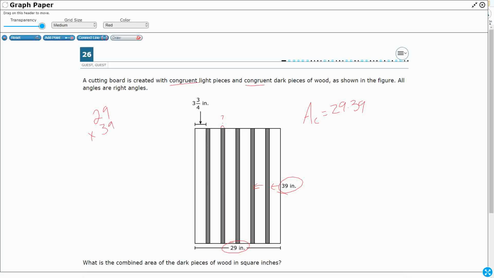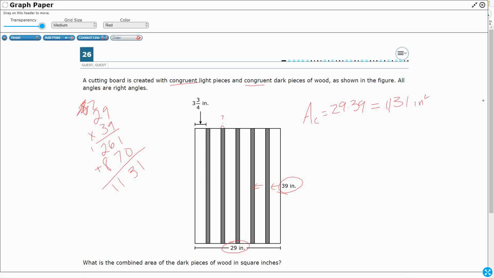And so let's just go ahead and multiply that out. 29 times 39, that's 81. That's going to be 18. That's 26. And that's 27. That's 6. That's 8. 13. That's 11. All right, so 1,131 square inches. Now, what I can do here, since I don't know the width of any of these dark pieces, which is what I'm looking for, since I know the whole thing is 1,131 inches, I can just subtract the light pieces, and I'd be left with whatever the combined area is of the dark pieces.